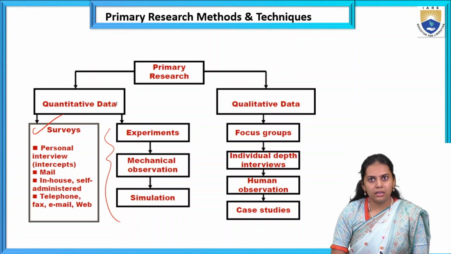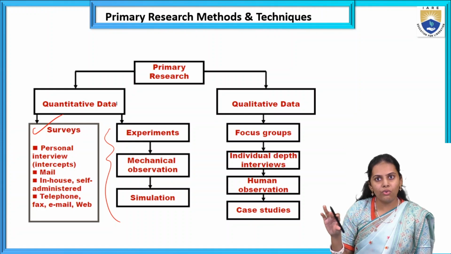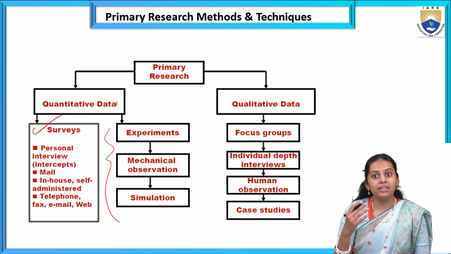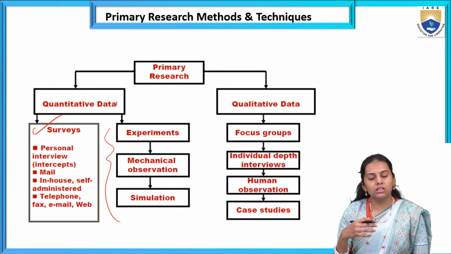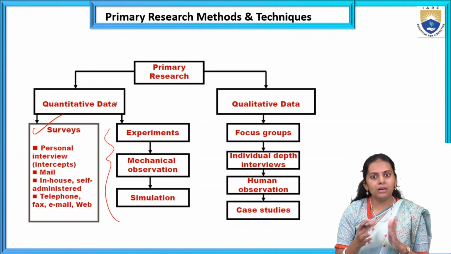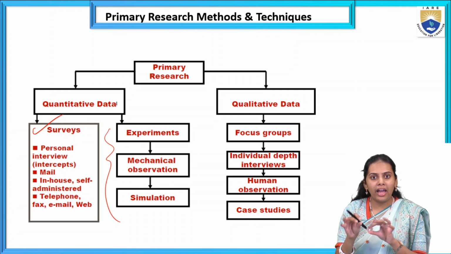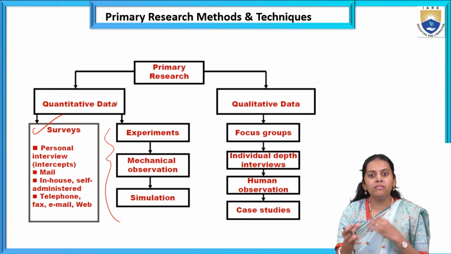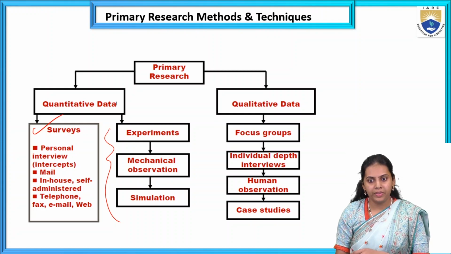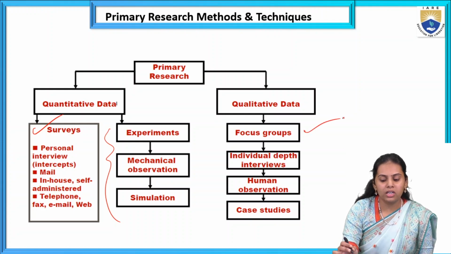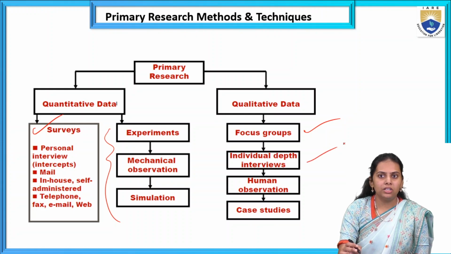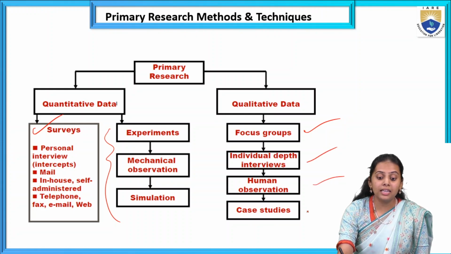Whereas qualitative data includes focus groups, individual in-depth interviews, human observation, or multiple case studies. This always comes with quality, where we go into detail on every factor from different perspectives. Then we make decisions based on this data. That's the thing. Here we use focus groups, individual in-depth interviews, human observation and case studies.